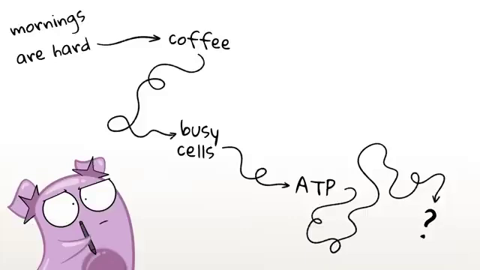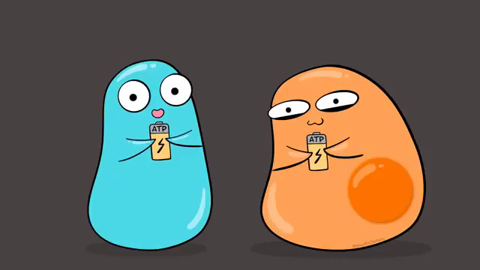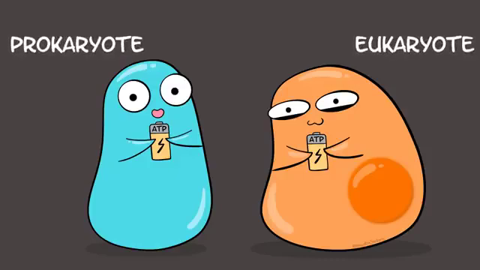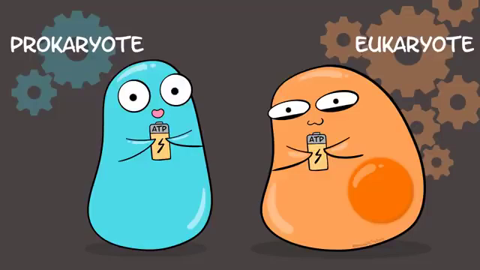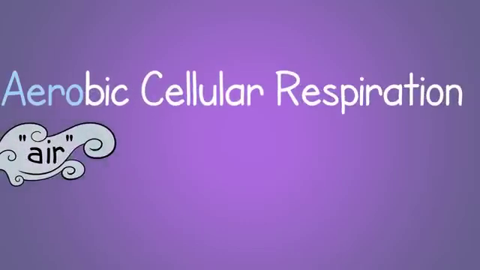So where am I going with this? Well, cells have to make this ATP. It doesn't really matter what kind of cell you are. Prokaryote or eukaryote, you have to make ATP. The process for making that ATP can be different, however, depending on that type of cell. One way is called aerobic cellular respiration.